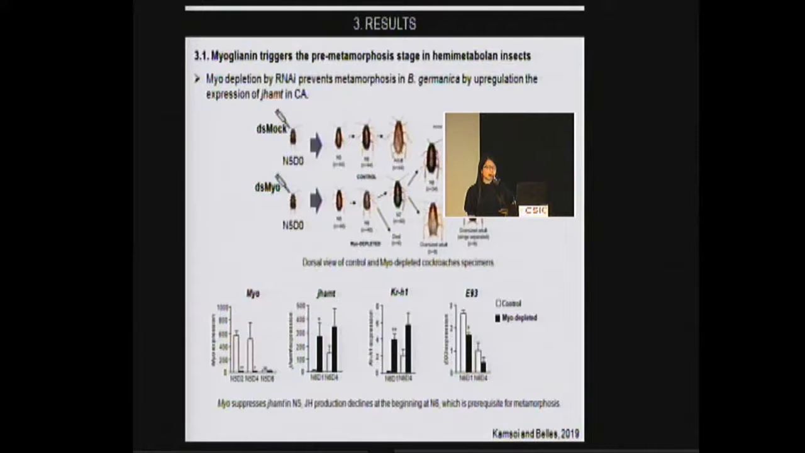So the role of myoclonine in corpora allata should be the same as in the cricket, another hemimetabolan insect, in suppressing the expression of juvenile hormone acid methyltransferase in the penultimate instar in the case of Blattella germanica. So this produces the decline of juvenile hormone production at the beginning of the last nymphal instar, which is the prerequisite for metamorphosis.